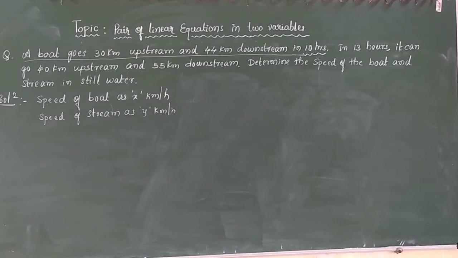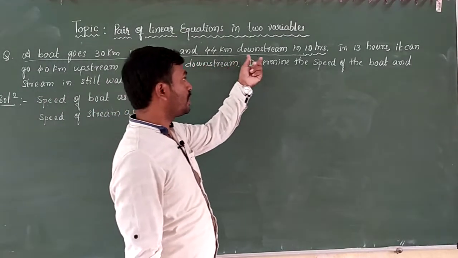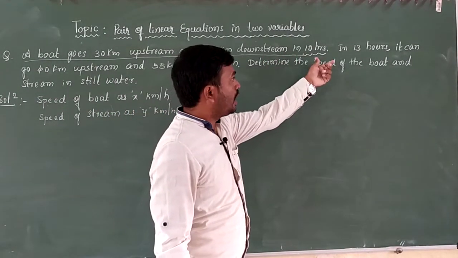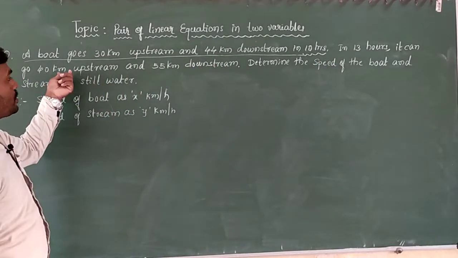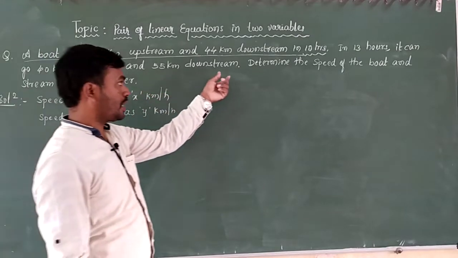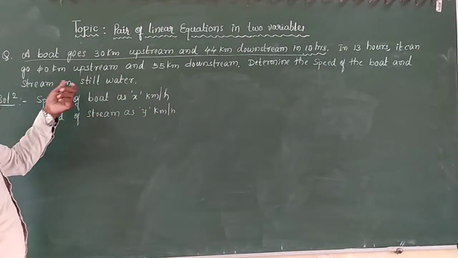Okay children, let us take the verbal problem here. A boat goes 30 km upstream and 44 km downstream in 10 hours, and in 13 hours it can go 40 km upstream and 55 km downstream. Determine the speed of the boat in still water and the speed of the stream.